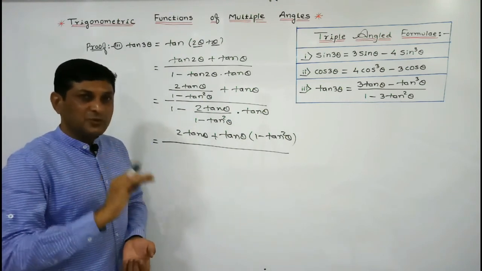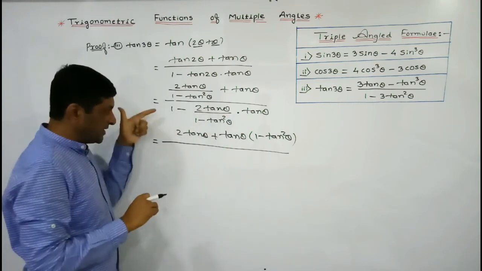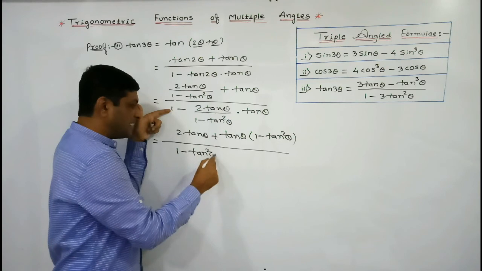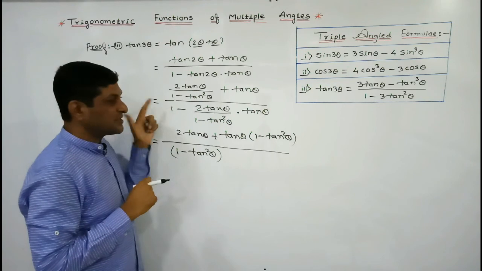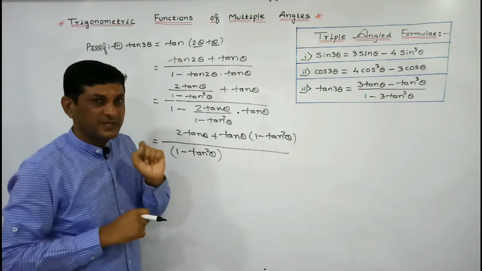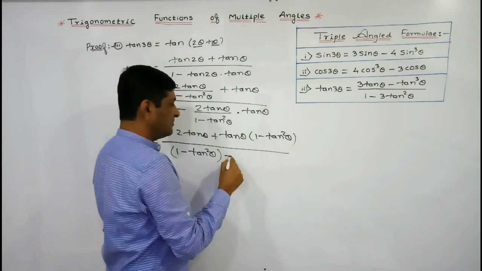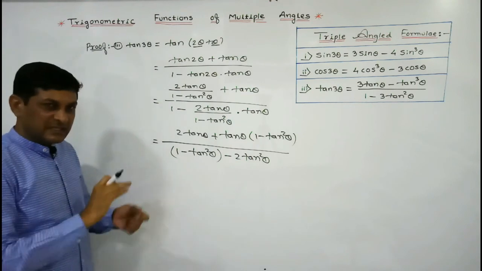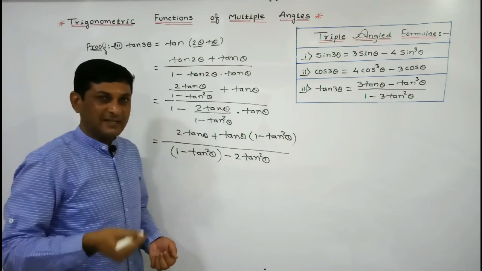Since we are multiplying the numerator by 1 minus tan square theta, we multiply the denominator also by 1 minus tan square theta. If I multiply here by 1 minus tan square theta, 1 into 1 minus tan square theta is 1 minus tan square theta, isn't it? Now multiply the second term by 1 minus tan square theta. 1 minus tan square theta and 1 minus tan square theta will get cancelled, and what is the remaining term? Minus 2 tan into tan will be minus 2 tan square, because tan into tan is tan square. This is the result we get if we simply multiply numerator and denominator by 1 minus tan square theta.